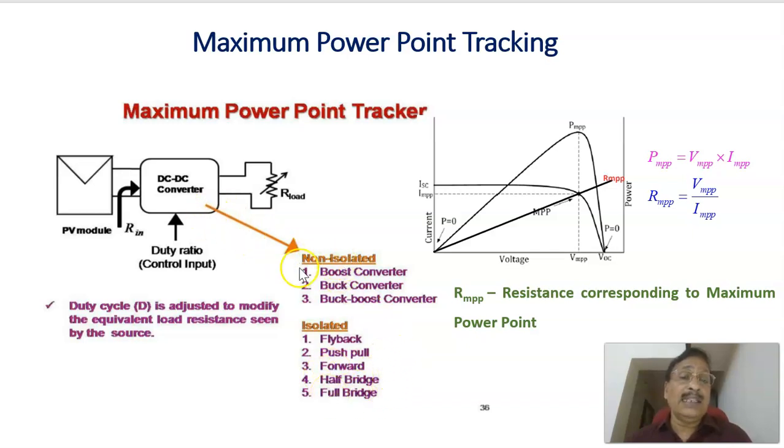Normally here, by controlling the duty ratio of the converter, you can make the resistance looking at the input of the converter the same as RMPP. That is, RMPP means this one: the resistance corresponding to the maximum power that is passing to the knee. This resistance is called RMPP, which is VMPP divided by IMPP. If you adjust the duty ratio in such a way that the resistance at the input side of the converter is the same as RMPP, then maximum power can be transferred from the solar panel into the load.